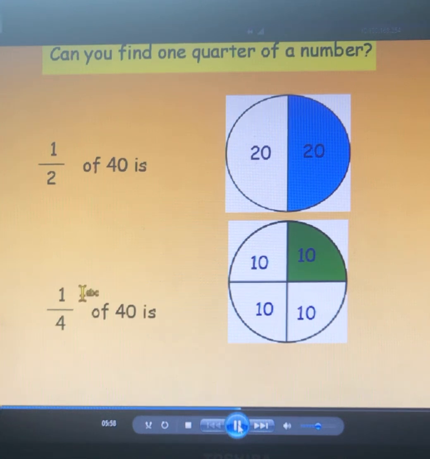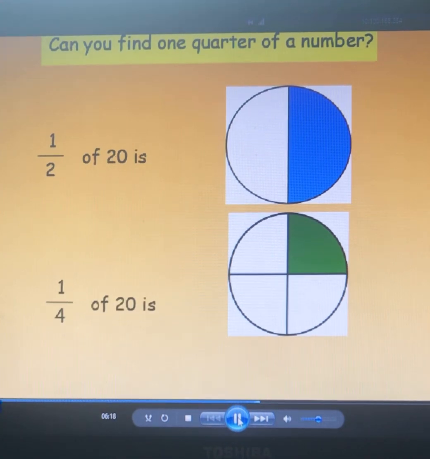So, let me tell you again. To find 1 quarter of a number, you have to half the number and half it again. So, half of 40 is 20, half of 20 is 10. So, 1 quarter of 40 is 10. Okay?